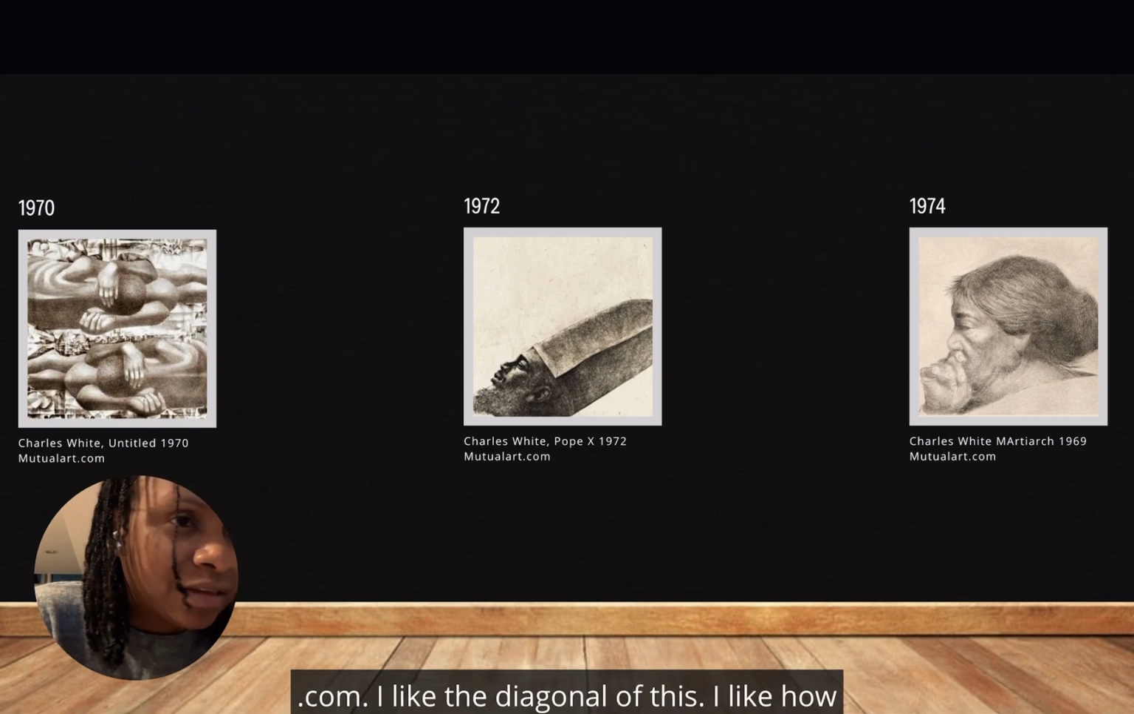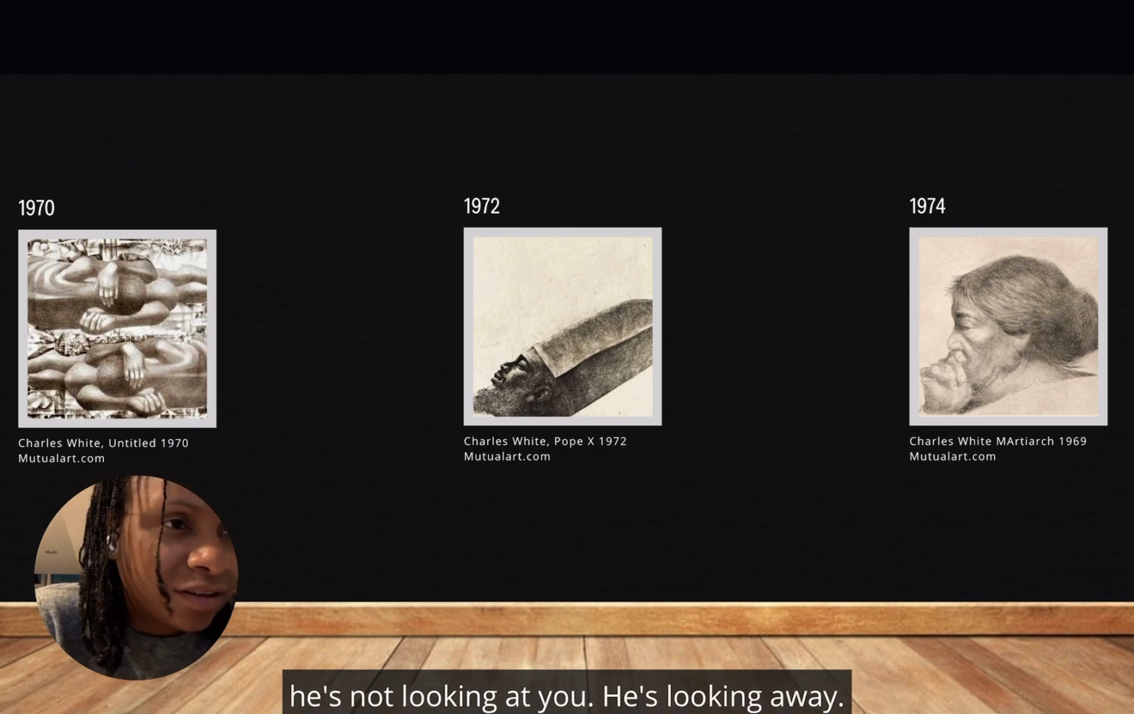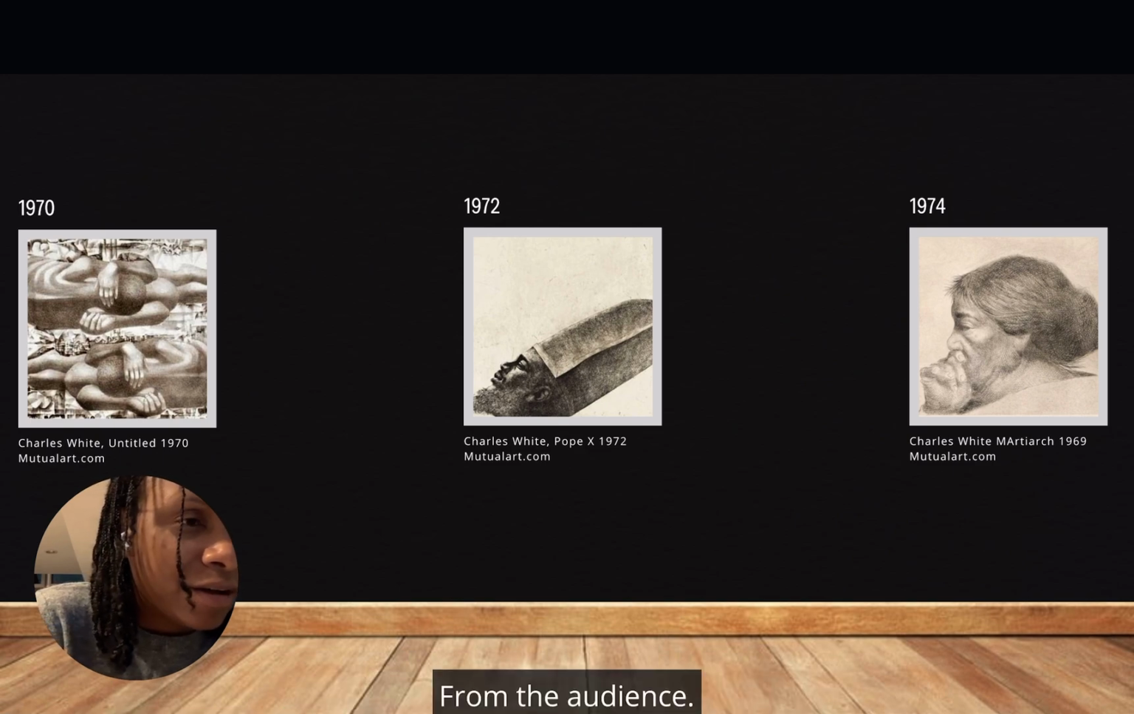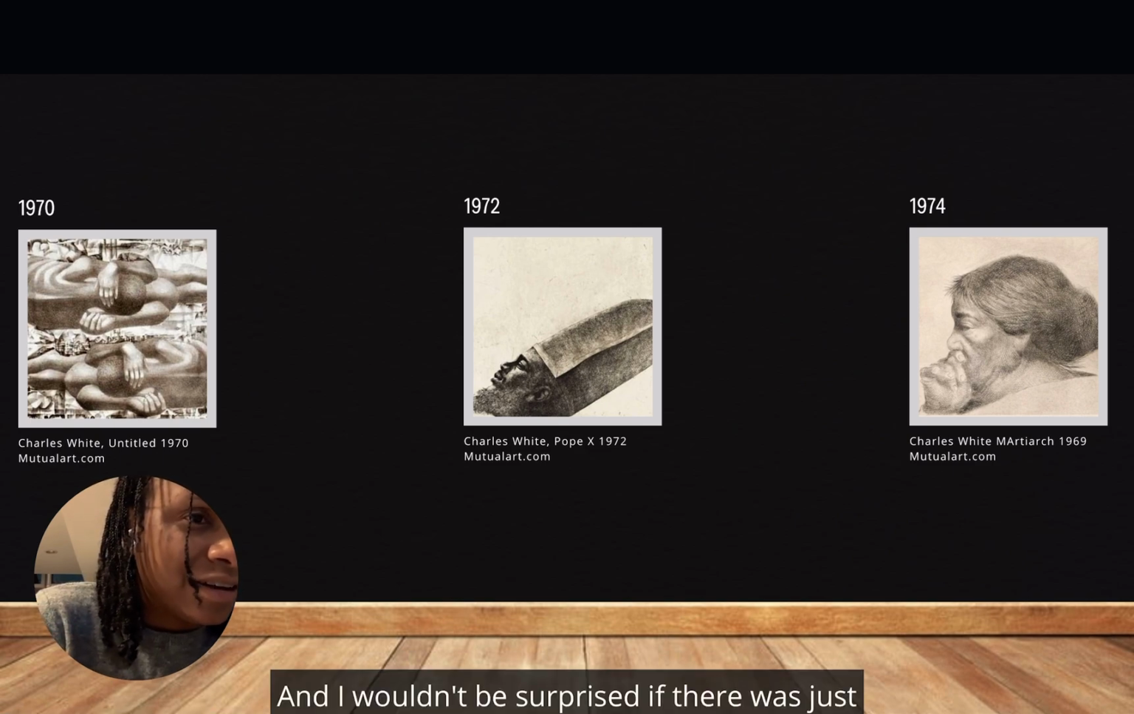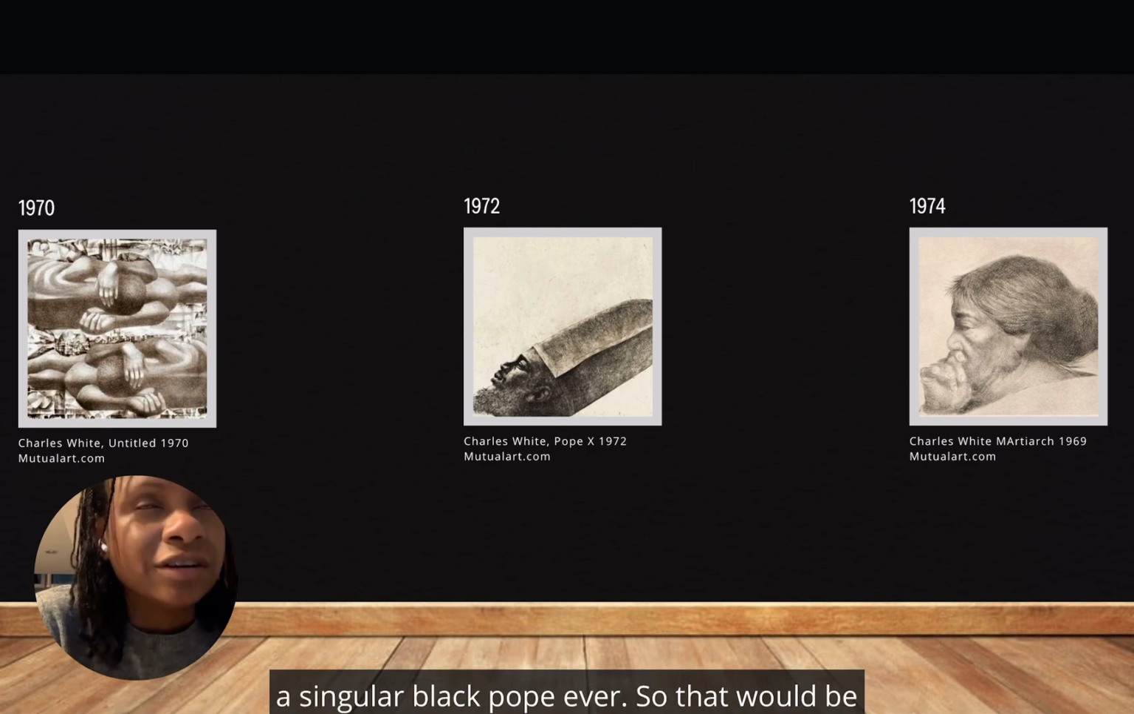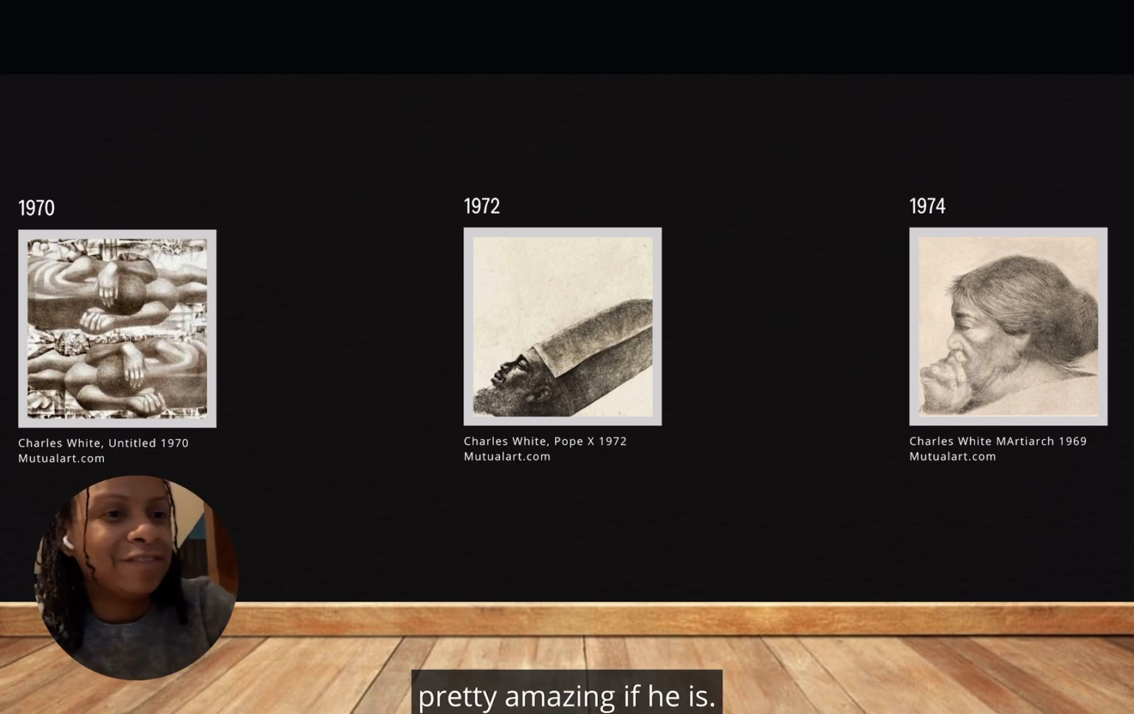And then there's 1972, Charles White, Pope X, and this is also available at mutualart.com. I like the diagonal of this. I like how he's not looking at you, he's looking away from the audience. I wouldn't be surprised if there was just a singular Black Pope ever. So that would be pretty amazing if he is.